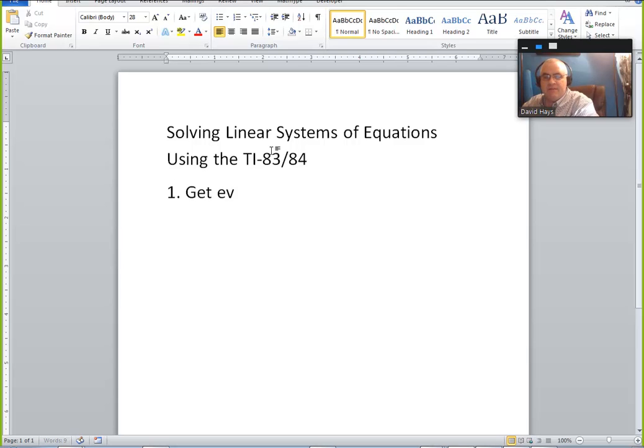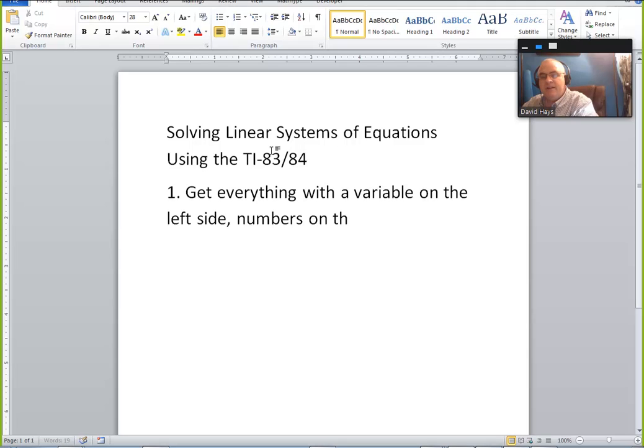Step 1. Get everything with a variable on the left side, terms, numbers on the right side of the equals. When I say numbers, I'm talking about the constant terms. The terms with variables are variable terms.